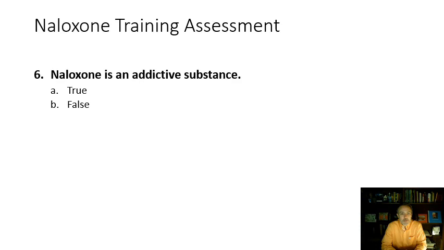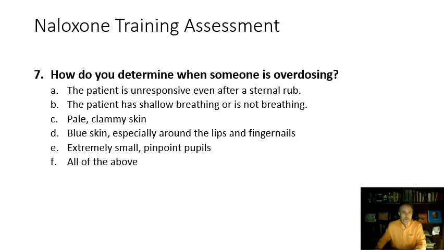How do you determine when someone is overdosing? The patient is unresponsive even after a sternal rub. Yep, that's one of them. The patient has shallow breathing or is not breathing. Absolutely. They're pale or have clammy skin. Yep. Their skin might be turning blue, especially around the lips and fingernails. Absolutely. They may have extremely small pinpoint pupils. Yep. So that's all of the above.